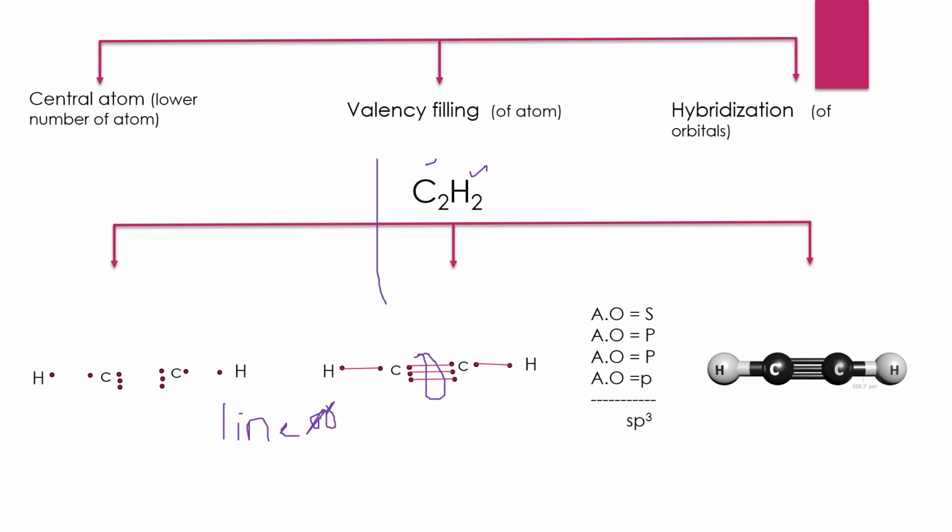Hybridization and valency filling are written here. Now, after the hybridization of that electron, it would be sp3. So the final look will be like this.